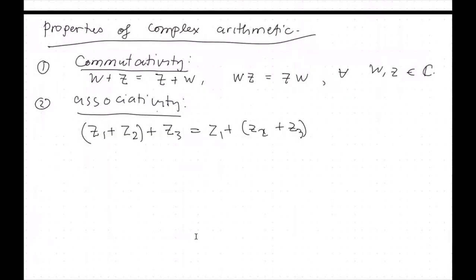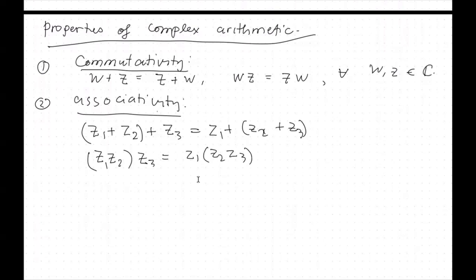Okay. And also, if we have multiplication, so the same. So we have z1, then z2, then z3. This is also equal to z1, and then z2 here, and then z3 here. So for all z1, z2, and z3 in the set of complex numbers.